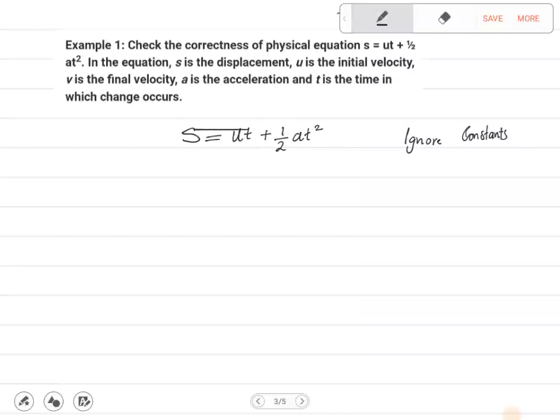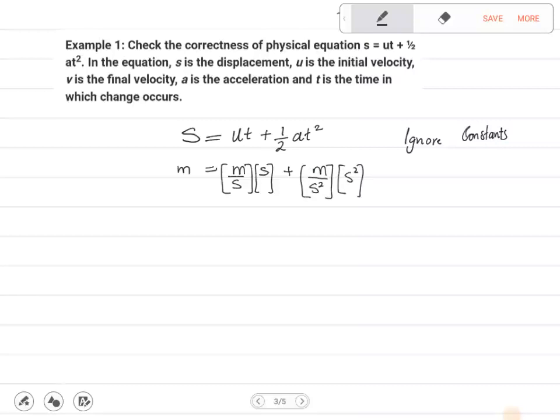Now, this is just distance, and distance is measured in meters, which is just length. Velocity is measured in meters per second. I'll keep it that way. Time, I'll put second here, and multiply there. Plus, I'll ignore this half here, like I said, ignore constants. Acceleration is meters per second squared, so put that. Time is second squared.